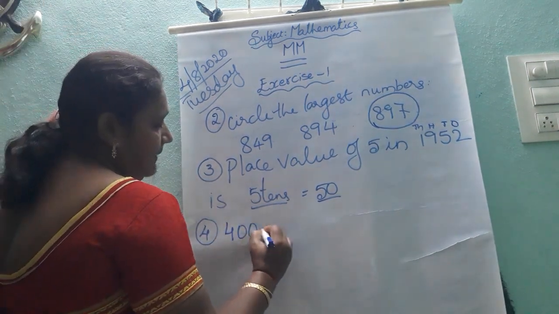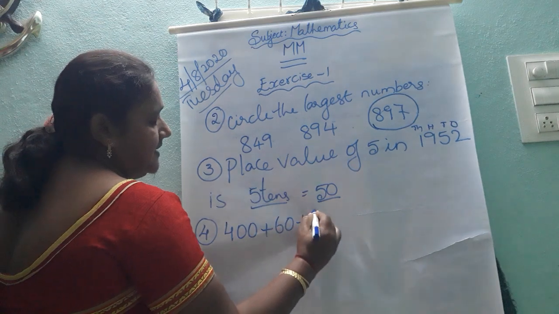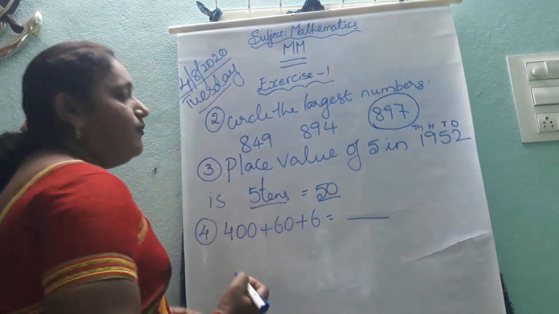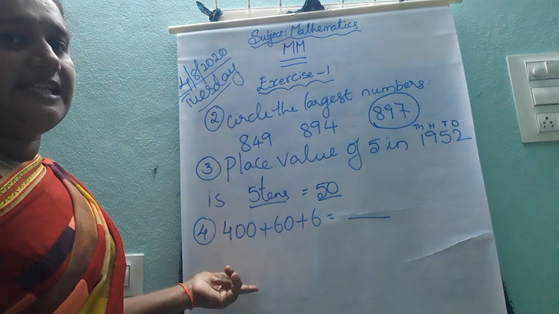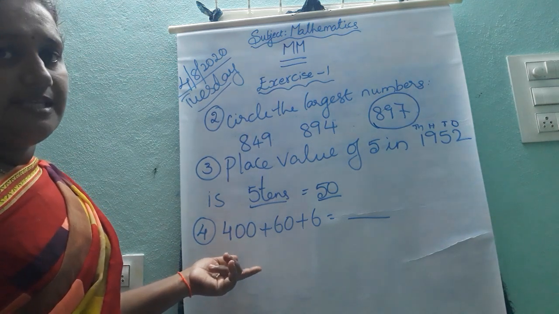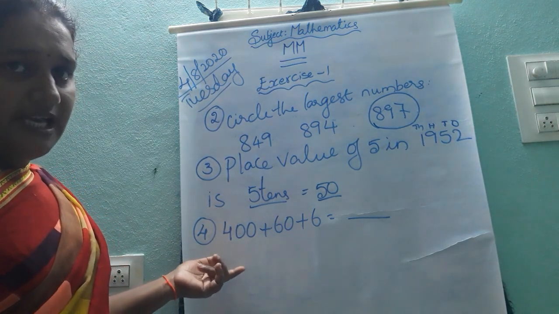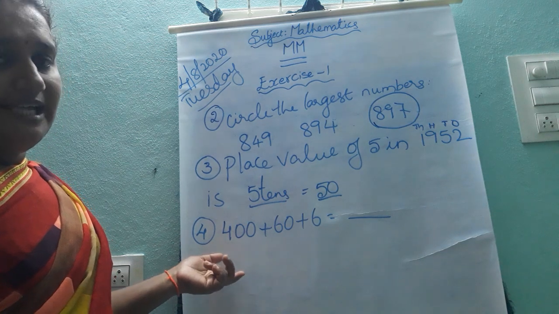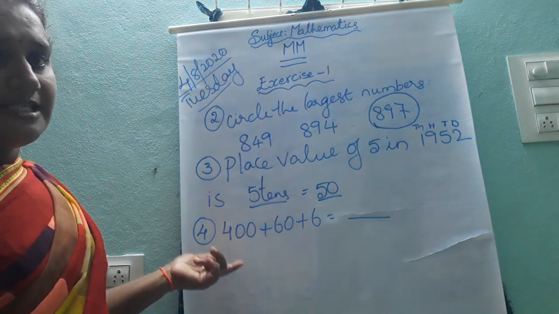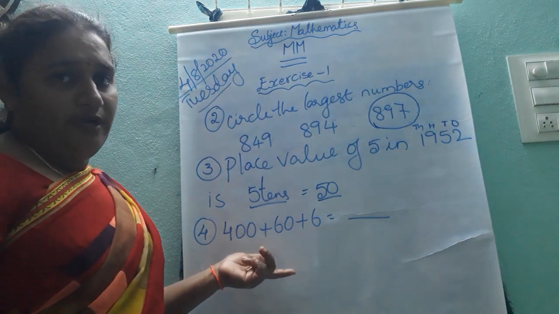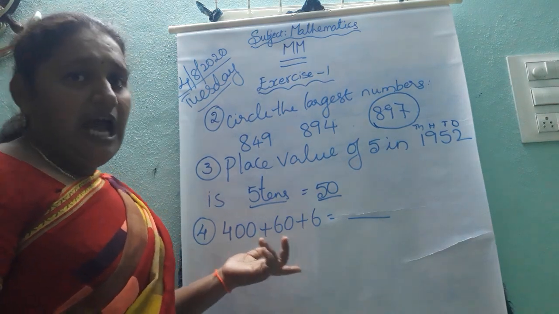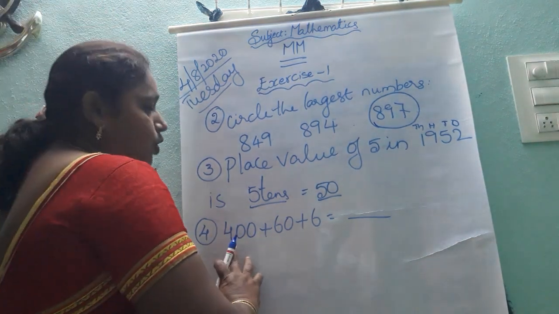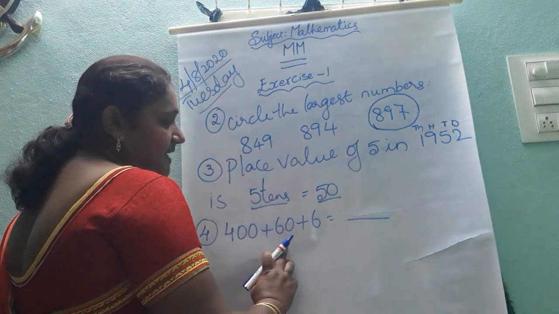400 plus 60 plus 6 equal to. Children, the question they have given us is in the expanded notation. I think in the previous textbook class I told you about expanded notation. It is the same as that, only here. The question they have given is 400 plus 60 plus 6.